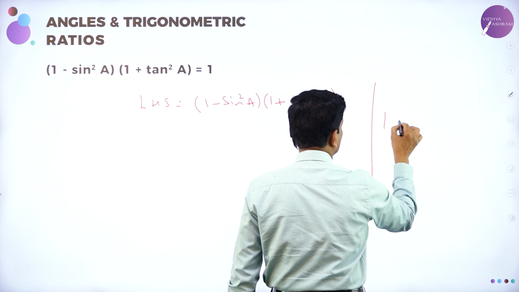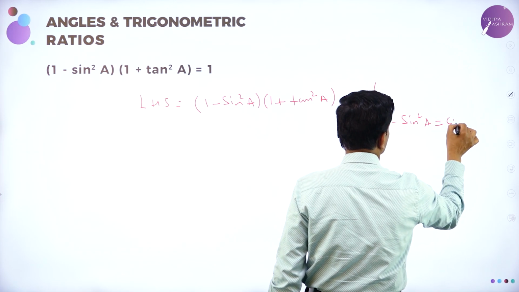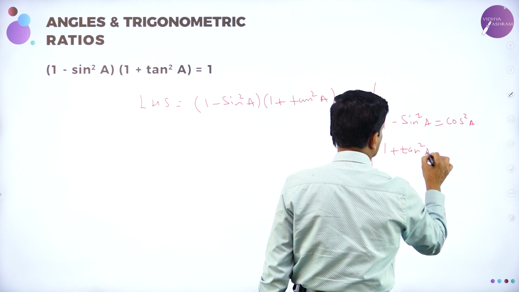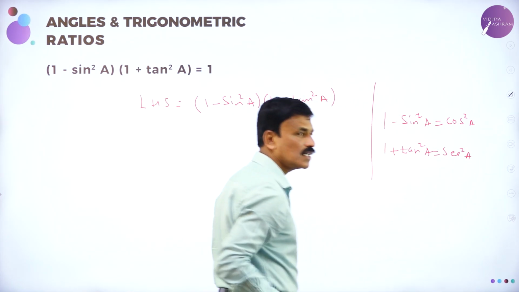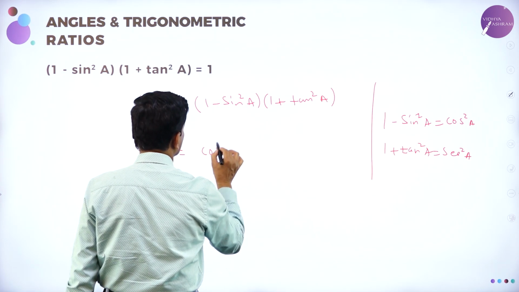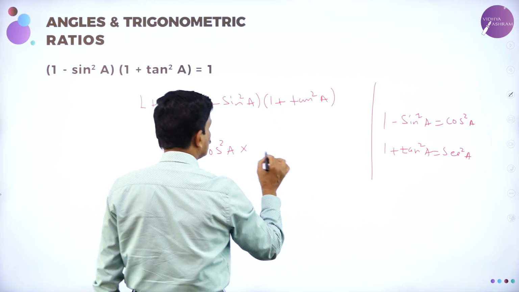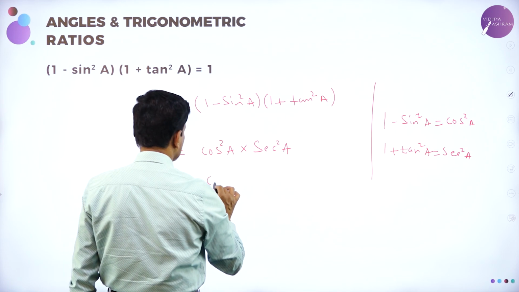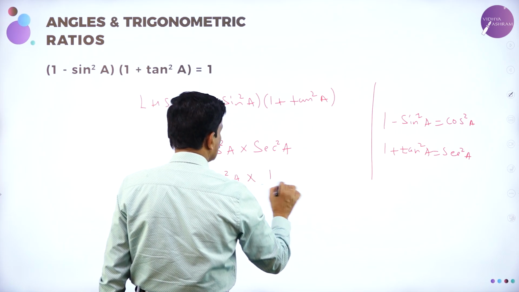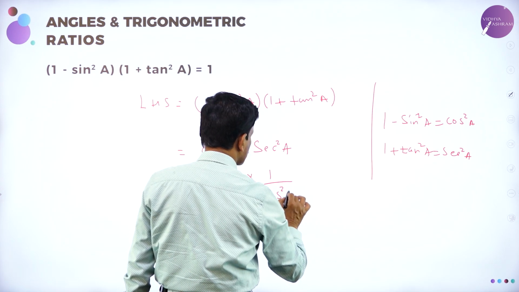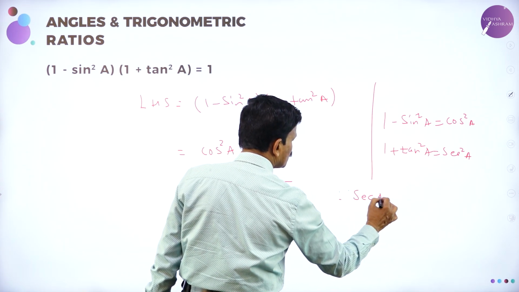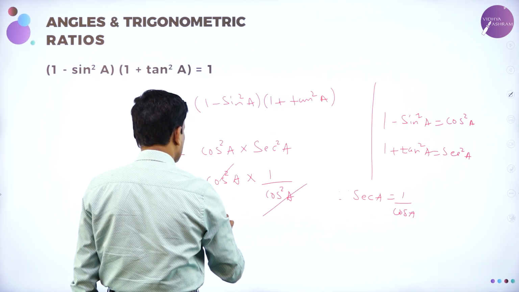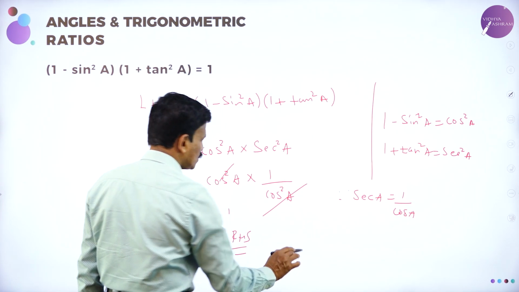So we know the formula: 1 minus sin square A is equal to cos square A. And again we know the identity: 1 plus tan square A is equal to secant square A. Now 1 minus sin square is cos square A, into 1 plus tan square, which is secant square A, same as the previous problem. This cos square A as it is, into secant square A, which can be written as 1 over cos square A. You know the reciprocal relation for secant A: secant A is equal to 1 by cos A. Cos square and cos square get cancelled, which is equal to 1, the required RHS.